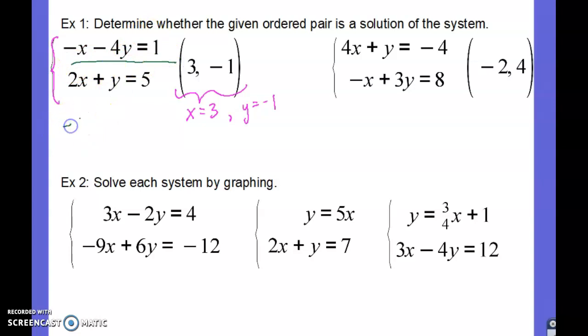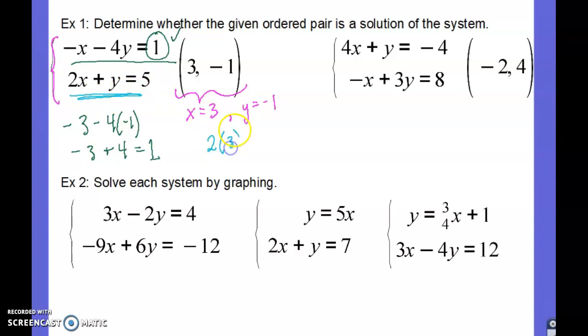So it's the negative of 3 minus 4 times negative 1. As you simplify that, that's negative 3 plus 4, which equals 1, which is exactly what it said. So maybe put a check mark that says, hey, that's good. Then move on to the other equation. So we're plugging 3 in for x, plus negative 1. That's 6 minus 1, which equals 5, which is what it was supposed to. So is this ordered pair a solution? Yes. It has to work for both.